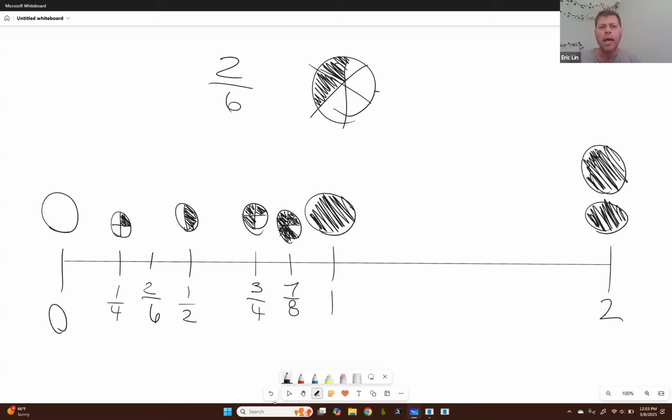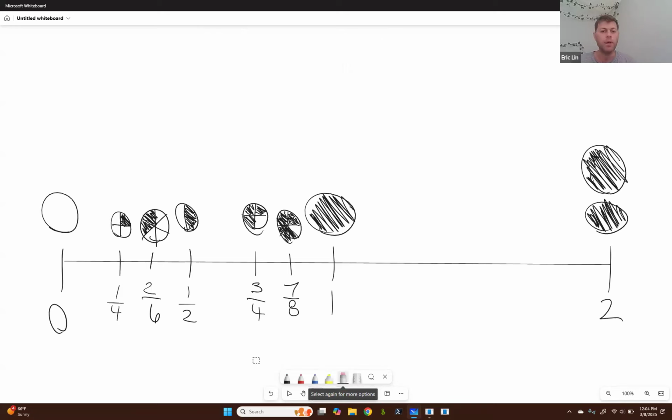I would say it's not as shaded as 1/2, but it's more shaded than 1/4. More of the circle is shaded than for 1/4. So I would say that 2/6 probably goes right there. Now, I did that to convey a certain thing, and this will be new even for the people who were there on Thursday, although some of you may have already come to this conclusion.